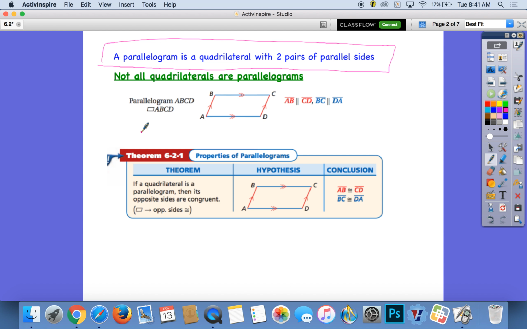Now, all parallelograms are going to be quadrilaterals. However, not all quadrilaterals are going to be parallelograms. So just because it has four sides, it doesn't mean the opposite sides are parallel.